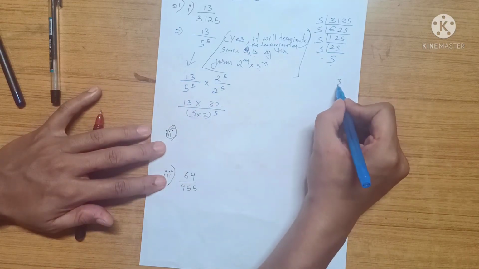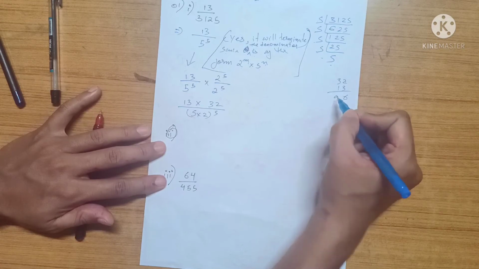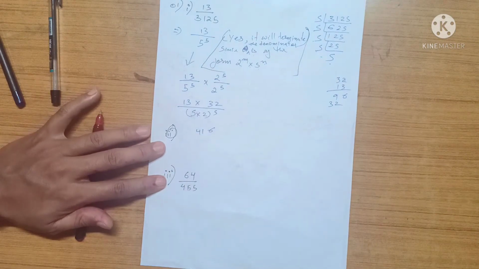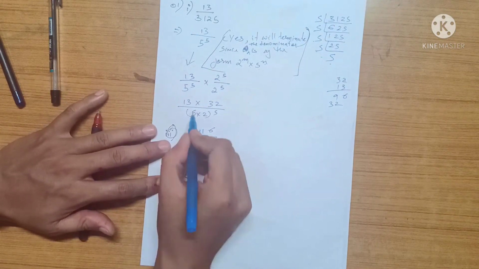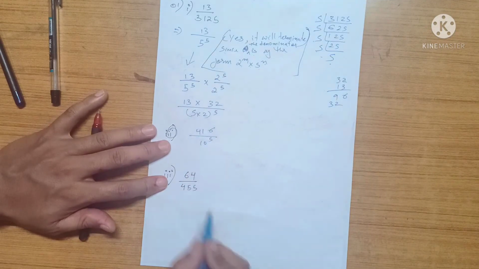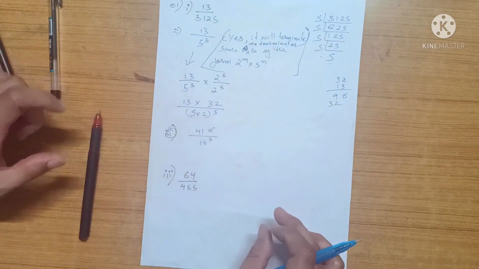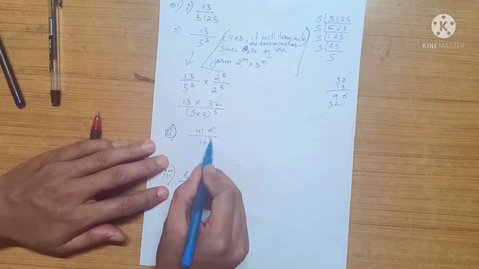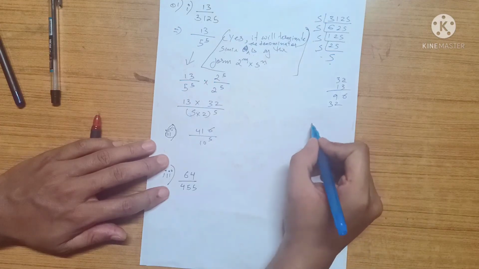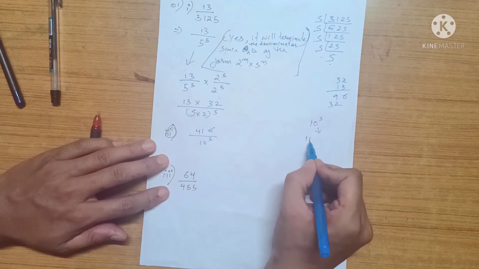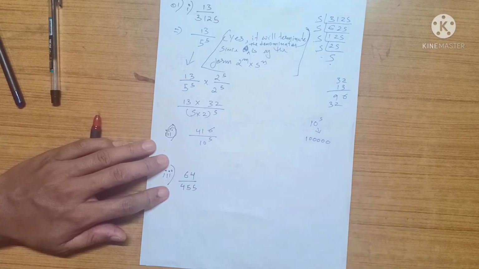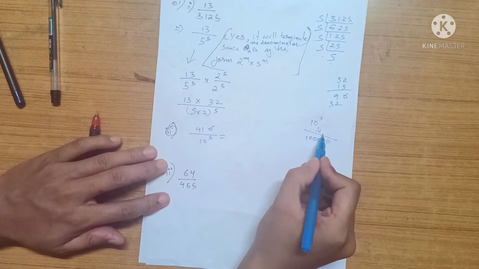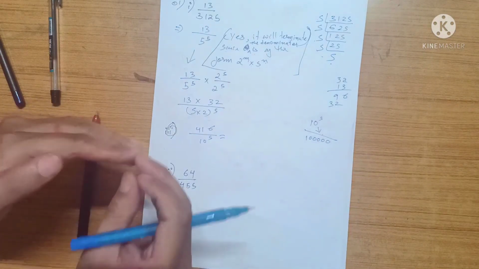Now when you multiply 32 and 13, you get 416, over 10 to the power 5. Whenever there are zeros in the denominator, you don't even have to divide. All you have to do is count the number of zeros. 10 to the power 5 literally means 10 into 10 into 10, so 5 zeros. So 5 zeros in the denominator means after the point there should be 5 digits.